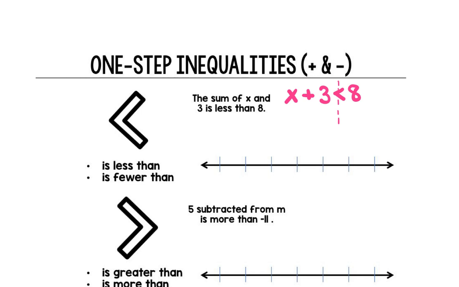I'm trying to get x by itself, so I'm going to subtract 3 from both sides. That's going to give me x is less than 5. To graph it, I am going to put 5 in the middle of my number line because that is the number I am comparing x to. This is going to be an open circle. If x is less than 5, it cannot be equal to 5, but it could be equal to anything to the left side of 5.